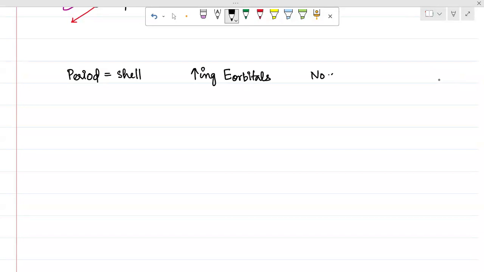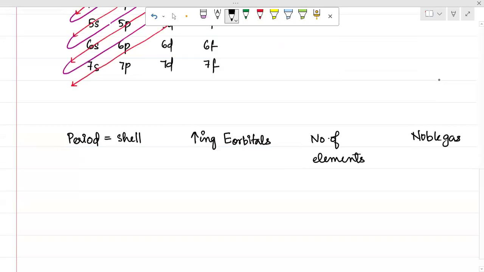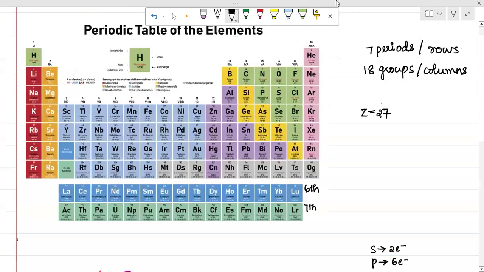Third one is number of elements. And fourth one is noble gas. Who is called the noble gas? The last group. The group which is present at the end, which is the 18th group. We said we have 18 columns. So the one which is present at the rightmost end, this one, this is the noble gas.